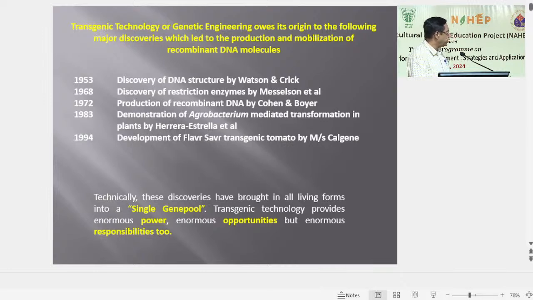And then in 1994, it was the development of Flavr Savr transgenic tomato by Calgene, company by the name of Calgene. This was one of the first commercial products and very important. So all these discoveries and the DNA being the underlying molecule, it has brought all living forms into a single gene pool. That is very important, the underlying principle.